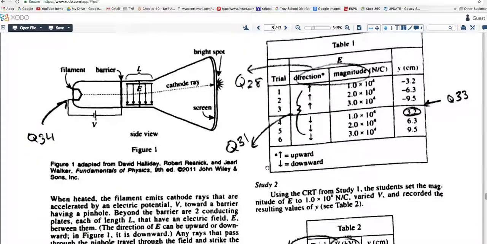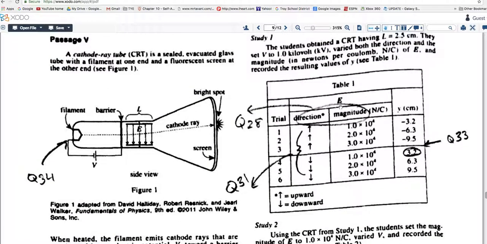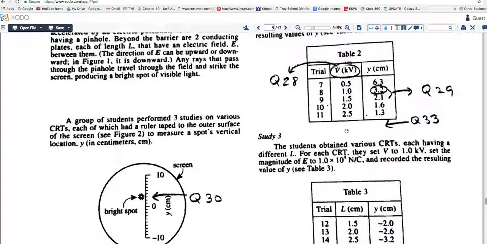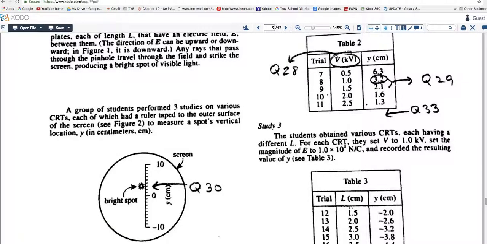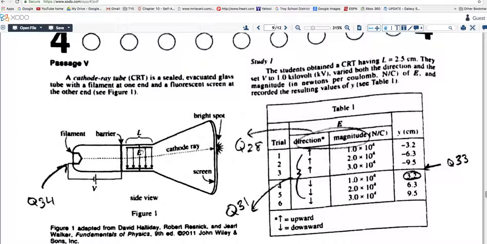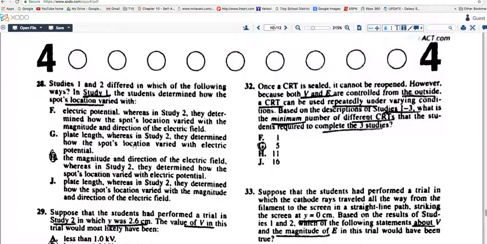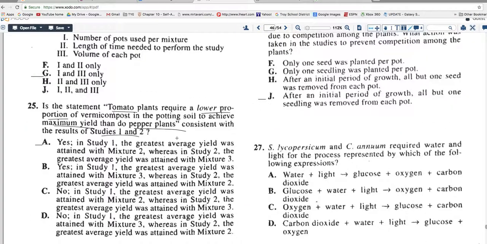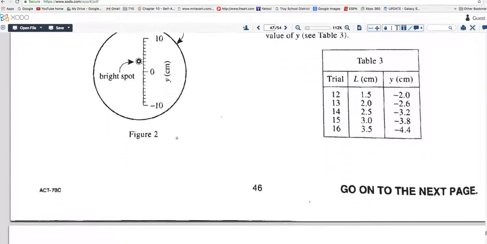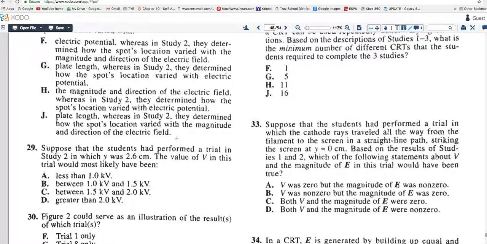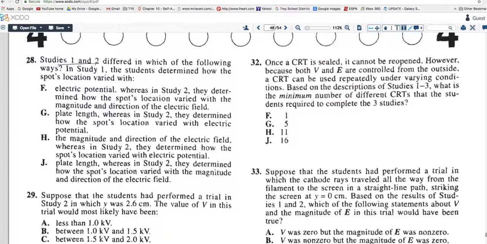Okay? And whenever you want to see what they're varying, just look at the tables. They're varying direction, magnitude, V, which is electrical potential, and then L, which is the centimeters of the length of this right here. Okay? All right. Let's see. It's 28. Who wants to do it? Ritik. I got H. Because in study 1, there's a table. Table 1 shows the trial and the direction.